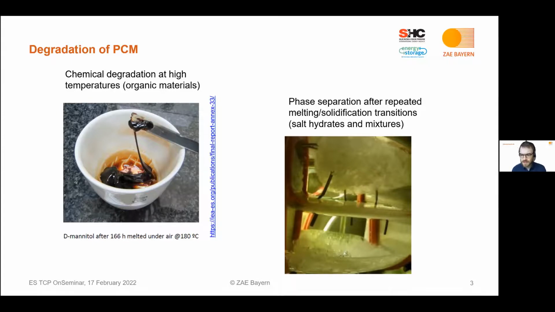A second type of degradation can be observed for mixtures or salt hydrates. Well, salt hydrates are also mixtures of salts and water. And here what can happen is that you have a separation of different phases after repeated melting and solidification transitions. Shown here is a picture taken from a thermal cycling device, and you see two different solid phases and a liquid phase in between, which is also unwanted.